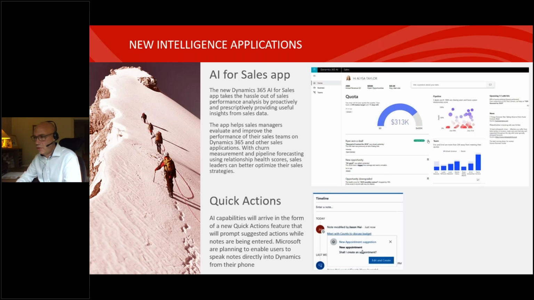Then focusing in on the second point on this slide, the quick actions. And again, it seems so simple, but it's so helpful. The note attached to this particular contact says, I've typed in the words, meet with Counts to discuss the budget. Well, a human would know that that's probably a meeting. So when AI scans that text, it figures out that I probably want to create an appointment and pops up with a little message box saying, shall I create an appointment for you? And we click the edit or create button.